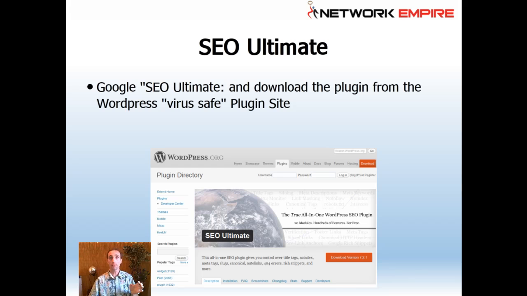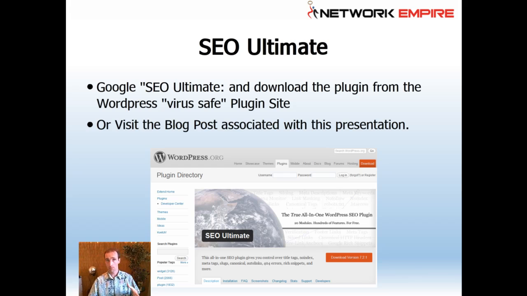First of all, if you want to get SEO Ultimate, you have to go to the WordPress safe directory for plugins and download it. Also, you can get it at the blog post associated with this presentation. If you're watching this on our blog, you can just look below. It's going to be in the article. If you're on YouTube, it'll probably be on the same article. Click through the link in the description and you'll be able to get directly to the plugin. Either way, the SEO Ultimate plugin is free, and that's just fantastic. And there's no charge for this particular plugin.